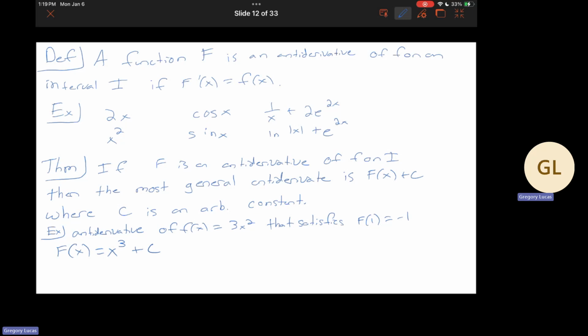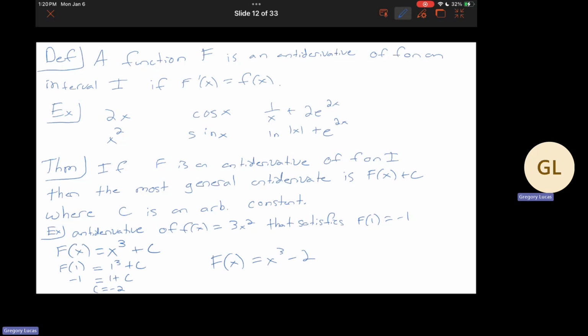In this case, we can even figure out what the c would be. Okay? So we know that F of 1 is negative 1. So F of 1 equals 1 to the third plus c. So if we simplify this, F of 1 we know is negative 1. 1 to the third plus c, this is 1 plus c. So now we know c is negative 2. Right? So our original F of x would be x to the third minus 2. Because we know if we take the derivative of negative 2, it's 0.